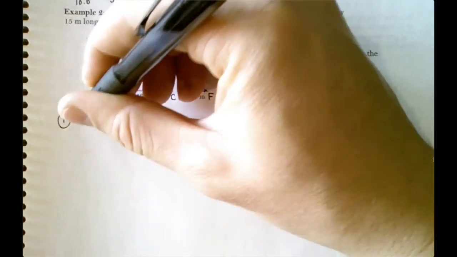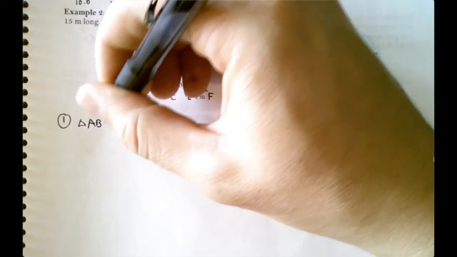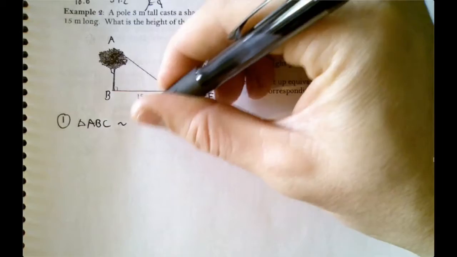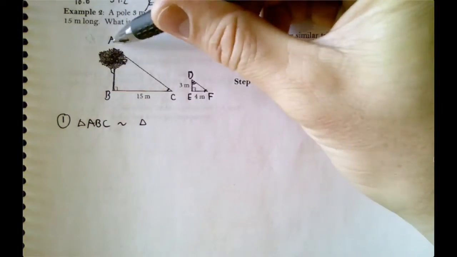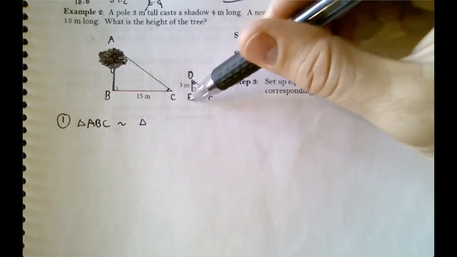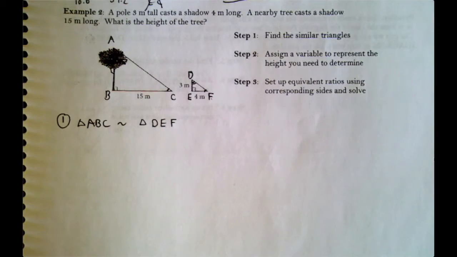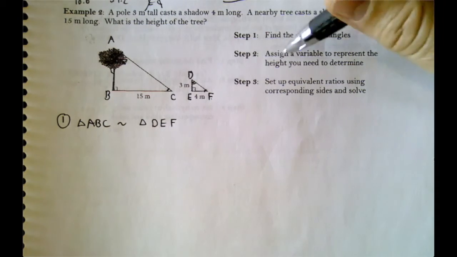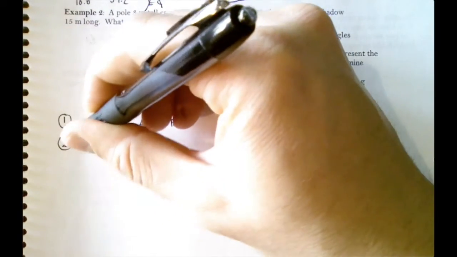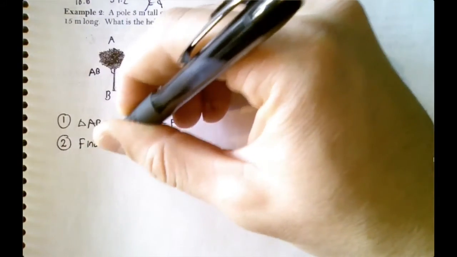So our step one, find our similar triangles. We have triangle ABC, the same as triangle, well, if it's ABC, that means DEF. Next step is to write our pairs, or assign a variable to represent the height we want to find. We want to find AB. So we want to know the height of the tree.